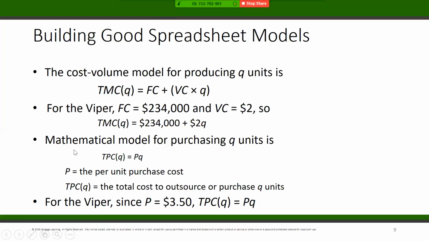So the mathematical model for purchasing Q units is TPC of Q equals P times Q. P is the per unit purchase cost, and TPC of Q is the total cost to outsource or purchase Q units. For the Viper, they said it was $3.50 per unit. So P is going to be $3.50, and then we just multiply that by Q to get our total purchase cost.